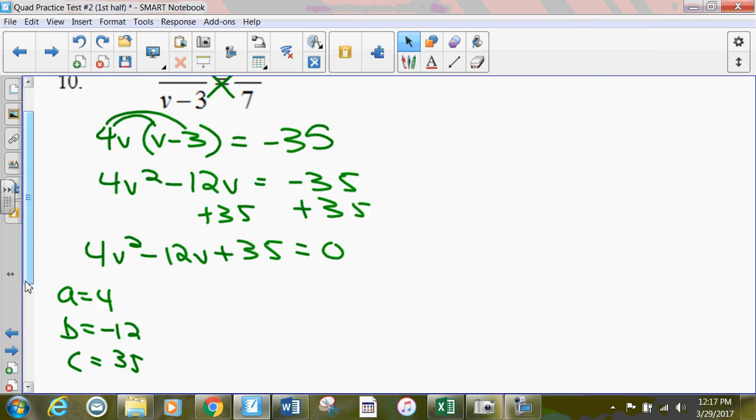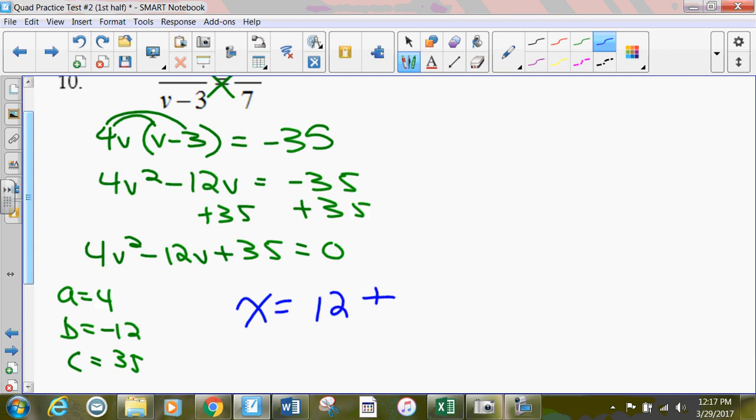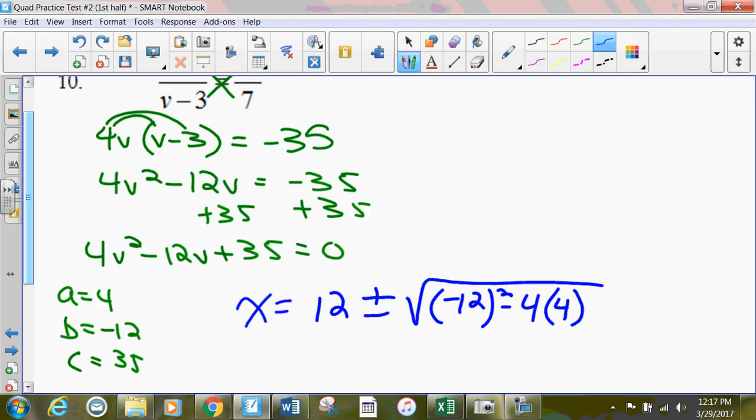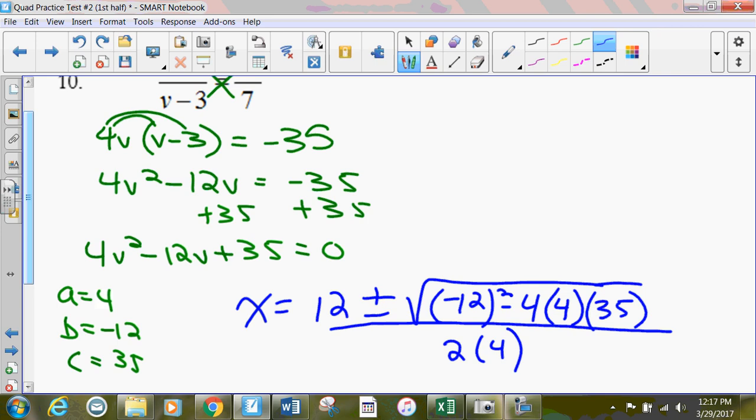Okay, let's switch colors here. Got a lot of green going on. x equals negative b. All right, since b is negative anyways, it's going to be negative negative 12, which is positive, plus or minus square root b squared minus 4ac, all over 2a. All right, so this is fun. Once again, please pause me if I'm going too fast. Trying to make the video short, but if you need more time, please pause.